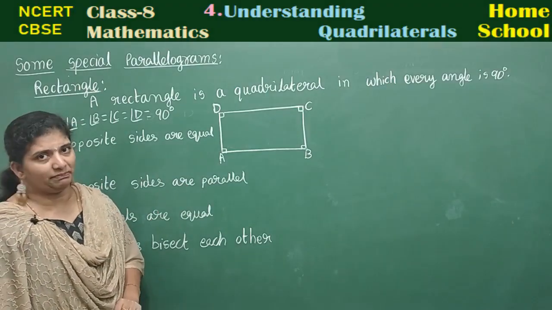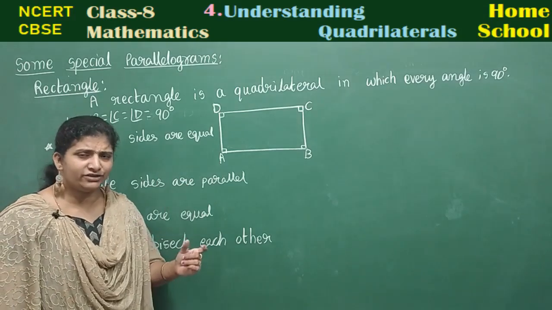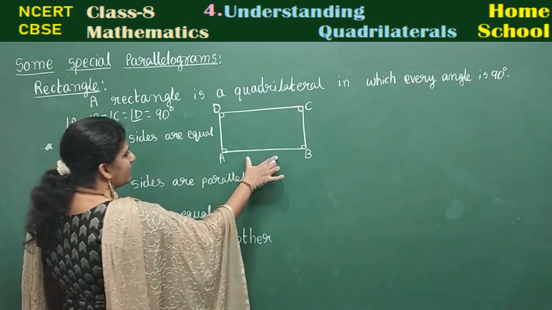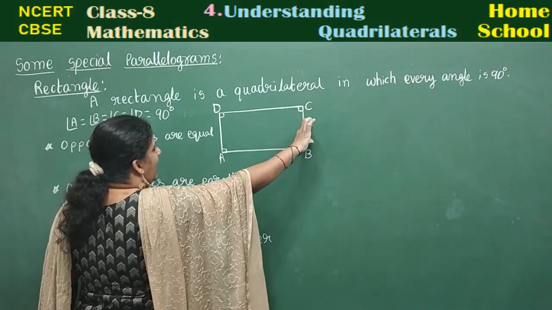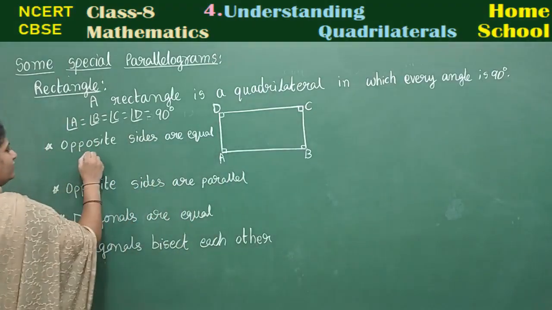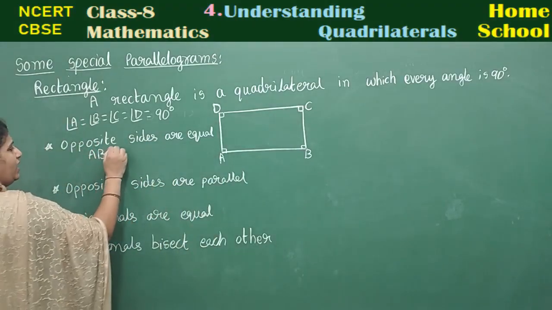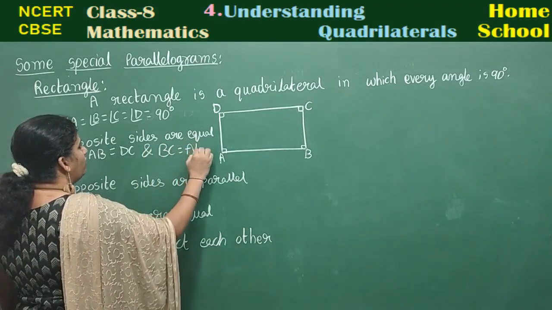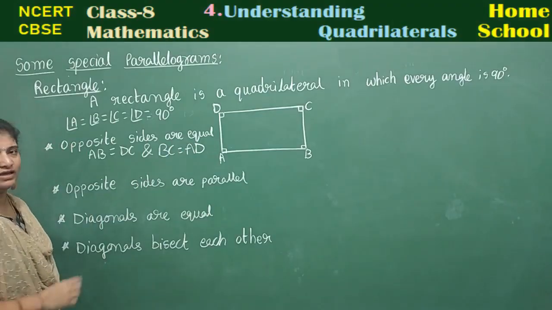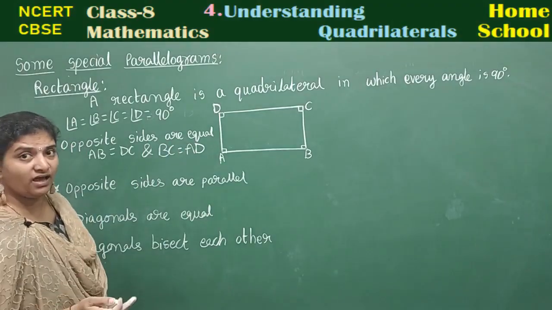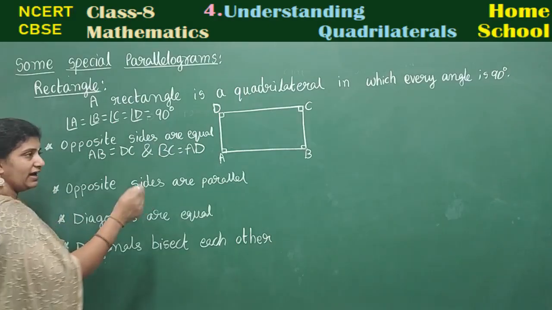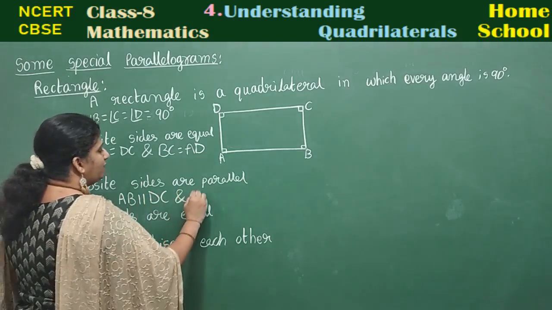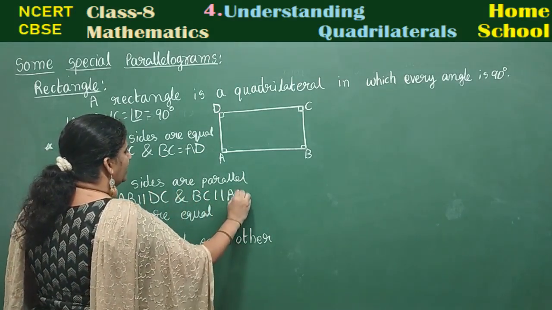All angles are perpendicular. And what is the condition for a rectangle? Opposite sides are equal. What are the opposite sides? AB is opposite to DC and BC is opposite to AD. Write down AB equal to DC and BC equal to AD. Opposite sides are equal, and opposite sides are parallel. That means AB is parallel to DC and BC is parallel to AD.